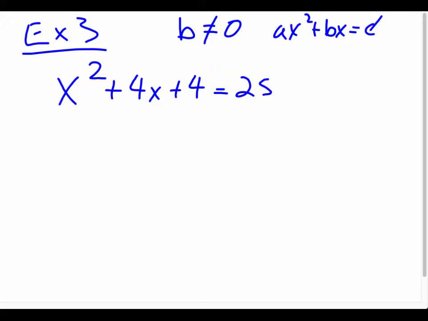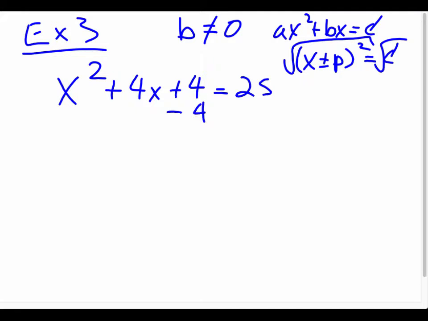All right? Technically, what we want to do is we want to have x plus or minus some number p squared equals some constant c, and then we would take the square root of both sides. Okay? So let's go through that process.